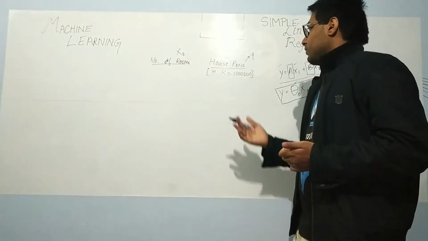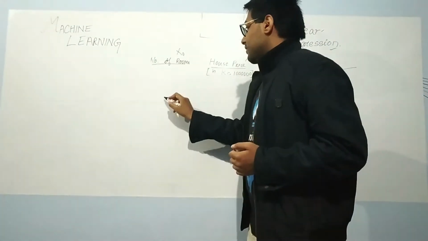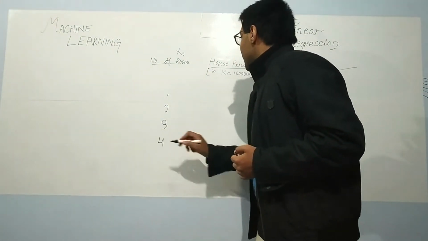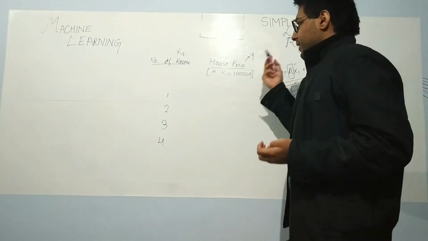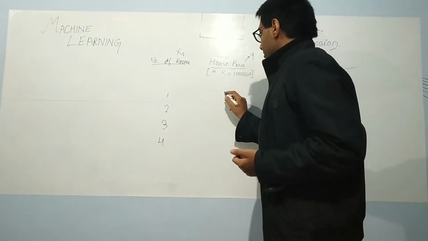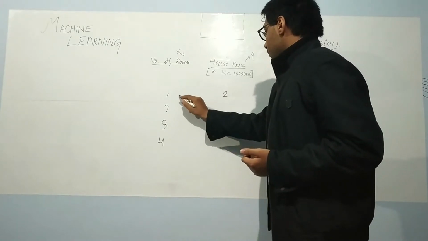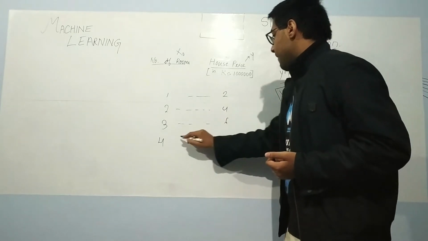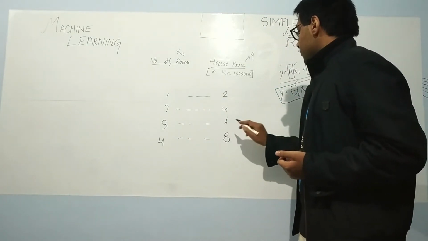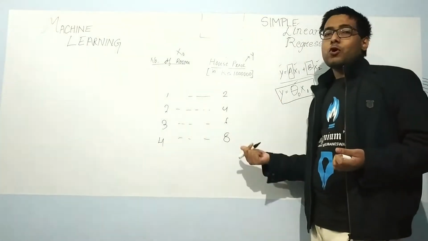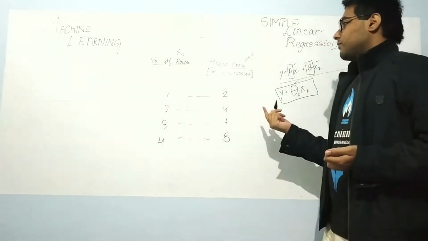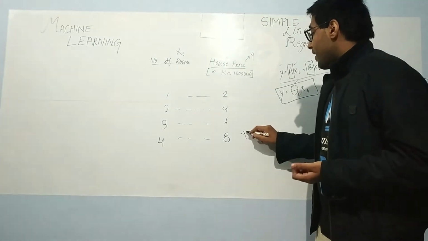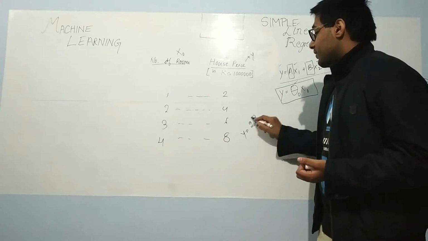Let's take some random examples. Let's say the number of rooms is 1, 2, and so on. Let's take the price as. Now you can see from your common intelligence that the correlation that we have formed, the equation that we have formed in our mind, is y equals to 2x, as simple as that.